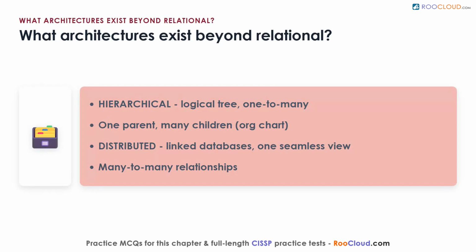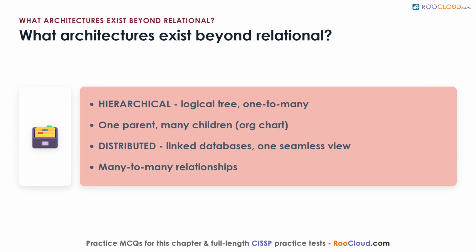Most modern systems are relational, but two other models matter. A hierarchical model arranges records in a logical tree, giving a one-to-many structure where each node has many possible children but only a single parent. Much like a corporate org chart where one manager oversees many staff but each employee reports to just one boss. It suits naturally nested data, like the biological classification of species.